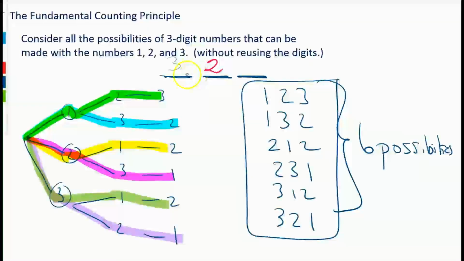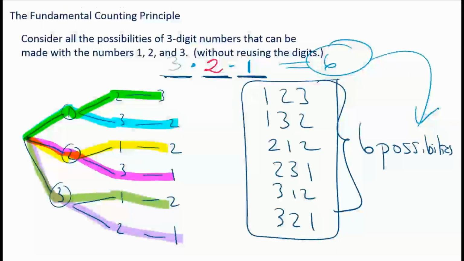Because if you have three numbers, you had 3 the first time, and then you used one of them up, and then you have 2, and then you use that one up, and you only have one number left. Now watch this. If I multiply these 3 numbers together, 3 times 2 times 1 gives me 6. Notice that's the number of possibilities.